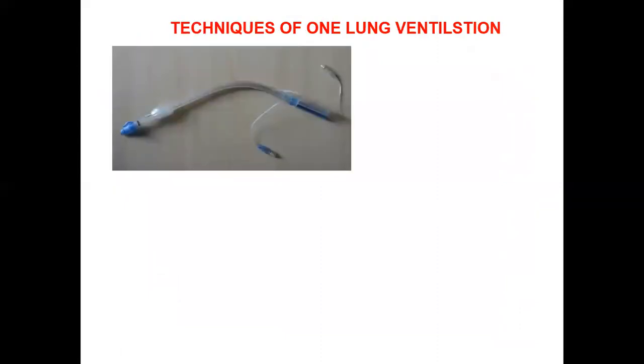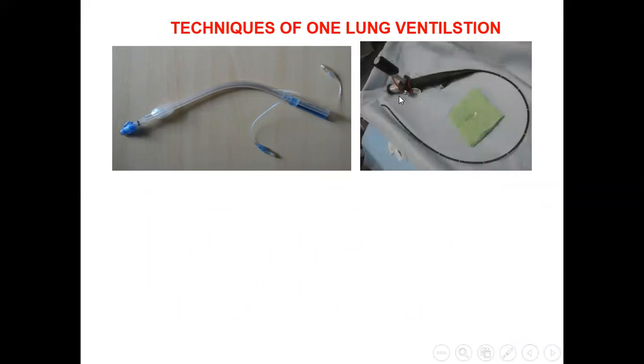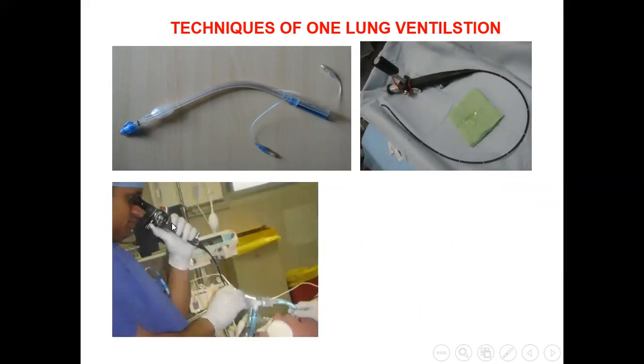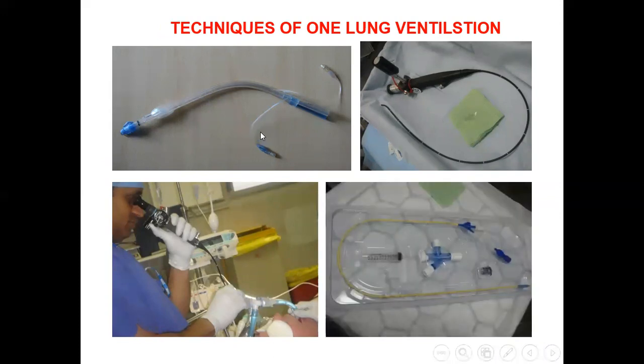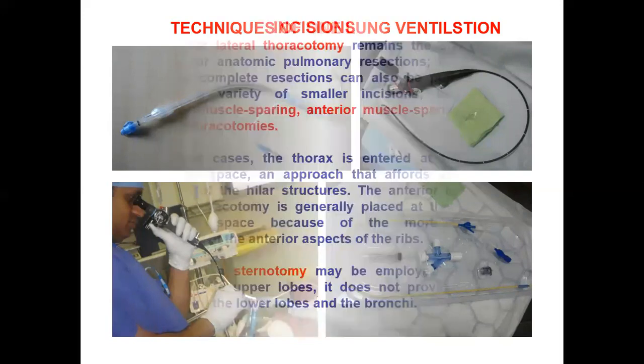And here you can see the equipment used to achieve one lung ventilation. The double lumen tube is the commonest one. That is the portable fiber optic bronchoscope used by the anesthesiologist to confirm the position of the double lumen tube. And this is a set of bronchial blockers, which is an alternative to a double lumen tube used to achieve one lung ventilation, especially in children and sometimes in adults.